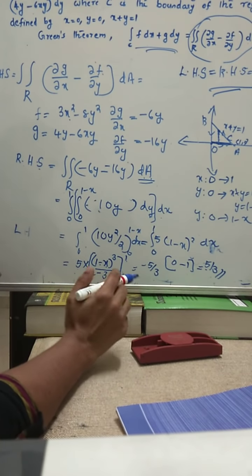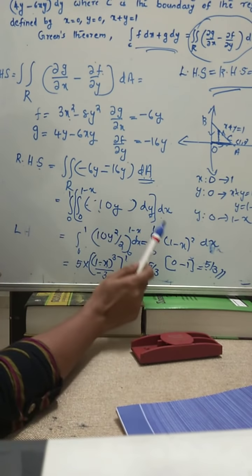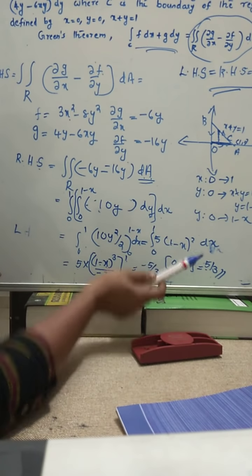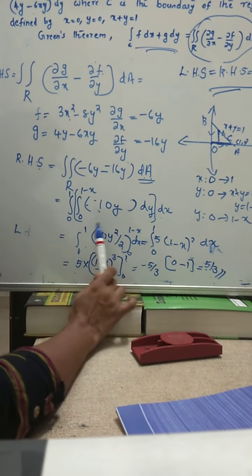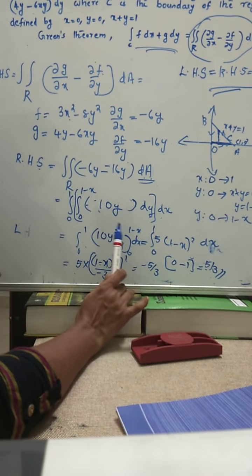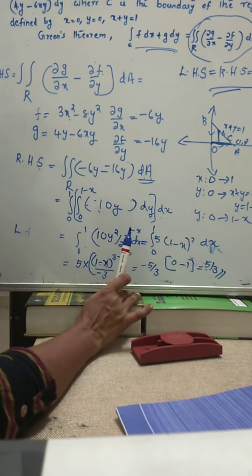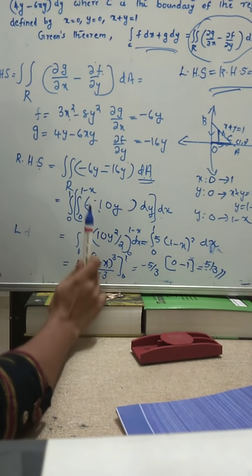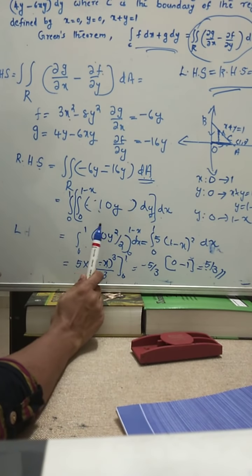And you can see that the procedure of doing the right hand side is easier than doing the left hand side. That is why we are using Green's theorem to do the problems using double integral. Line integral can be easily evaluated.